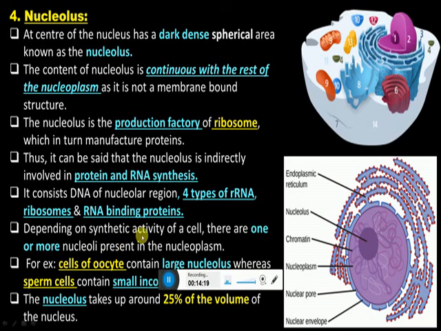Depending on the synthetic activity of a cell, there are one or more nucleoli present. Nucleoli may be 1 or more. It depends on the synthetic activity of the cell, and the size of the nucleolus may be different. For example, cells of the oocyte contain a large nucleolus, whereas the sperm cell contains a small, incomplete nucleolus. The nucleolus takes up around 25% of the volume of the nucleus.